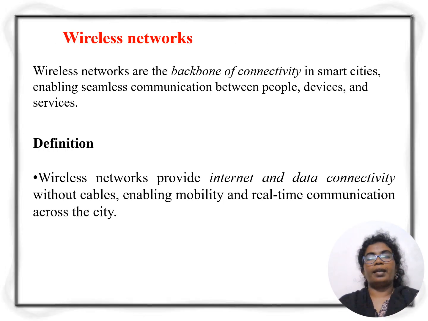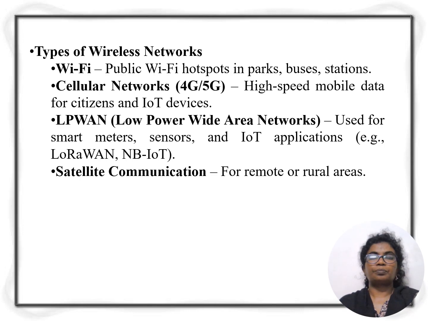Next comes wireless networks. These are the backbone of connectivity in smart cities, enabling seamless connections between people, devices and services. Types of wireless networks, it is a well-known thing: Wi-Fi, cellular networks such as 4G, 5G, LPWAN, low power wide area network, and satellite communication for rural as well as remote areas.